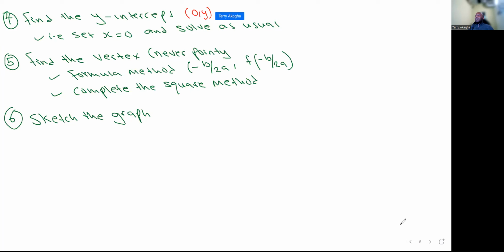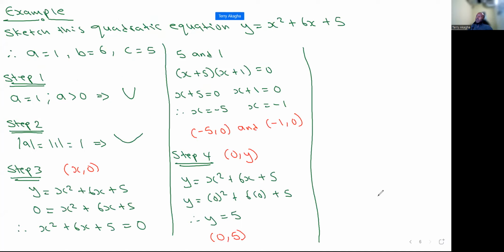The next part now is step 5, the vertex. Now, for the vertex, we have two ways of solving it. It's either the formula method or the completing the square method. In this video, I'm going to use the complete the square method. You can also use the vertex formula method and you'll get exactly the same thing, but I prefer to use the complete the square method so that it will be like a form of revision.